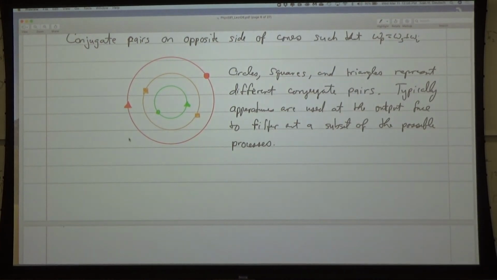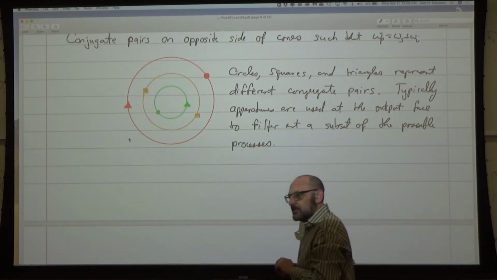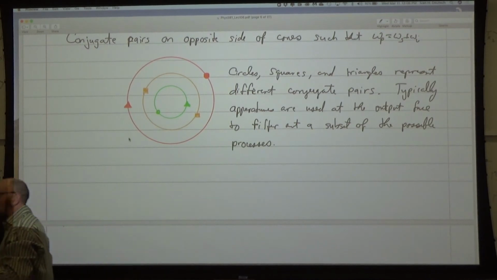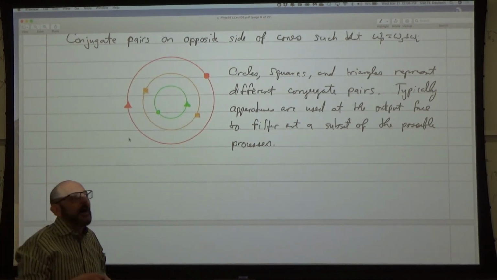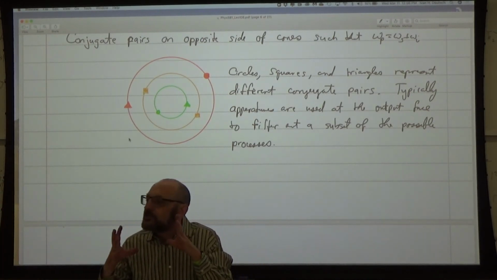Yes, sir? So is this something that has to do with the material properties? Like if you have an isotropic crystal, then it wouldn't work. Yeah, so it has to have this inversion symmetry breaking. And that's the crystal structure.